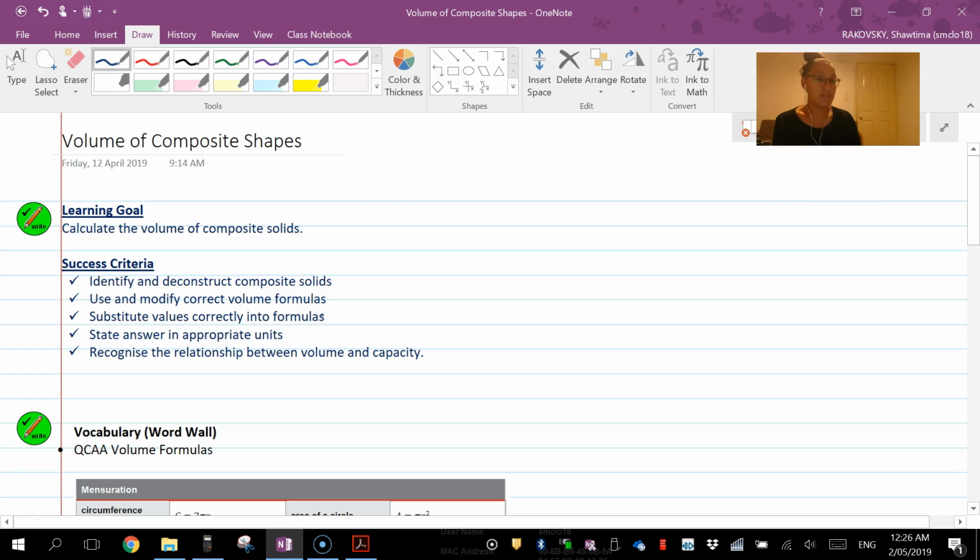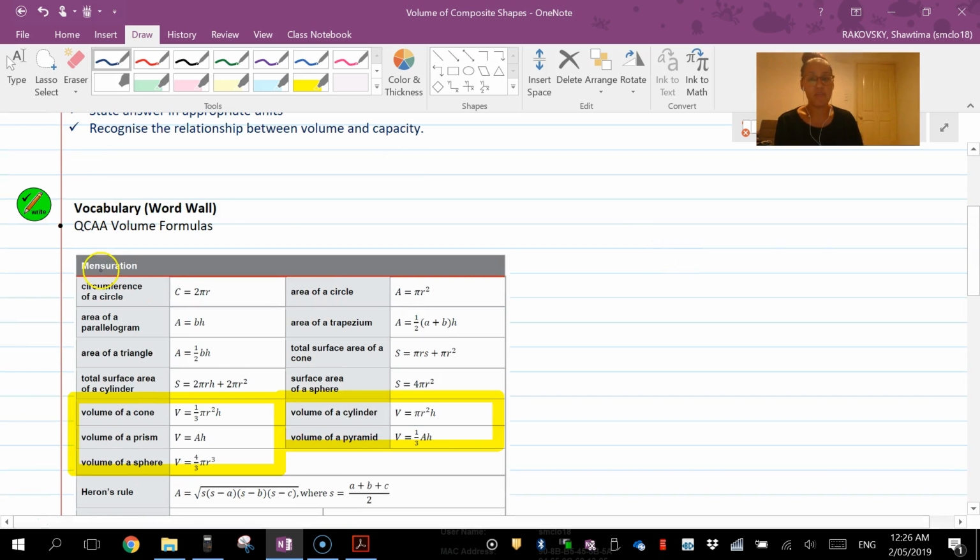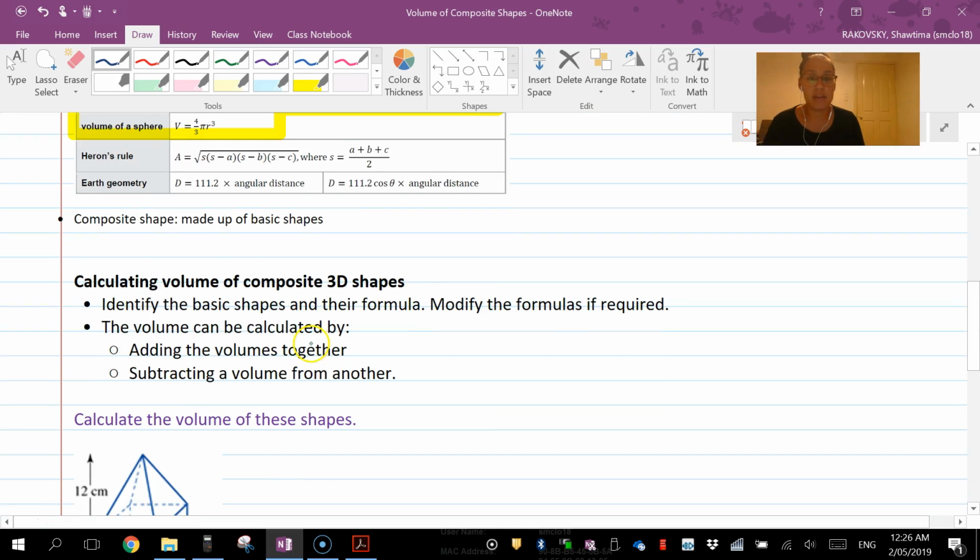Also, remember that there is a relationship between volume, which is centimeters cubed, meters cubed, kilometers cubed, and capacity, which is like milliliters and liters. So you've got your formulas there that you're using, and in this lesson we're essentially modifying them to represent the composite shapes that we are looking at. So modify the formulas if you are required.